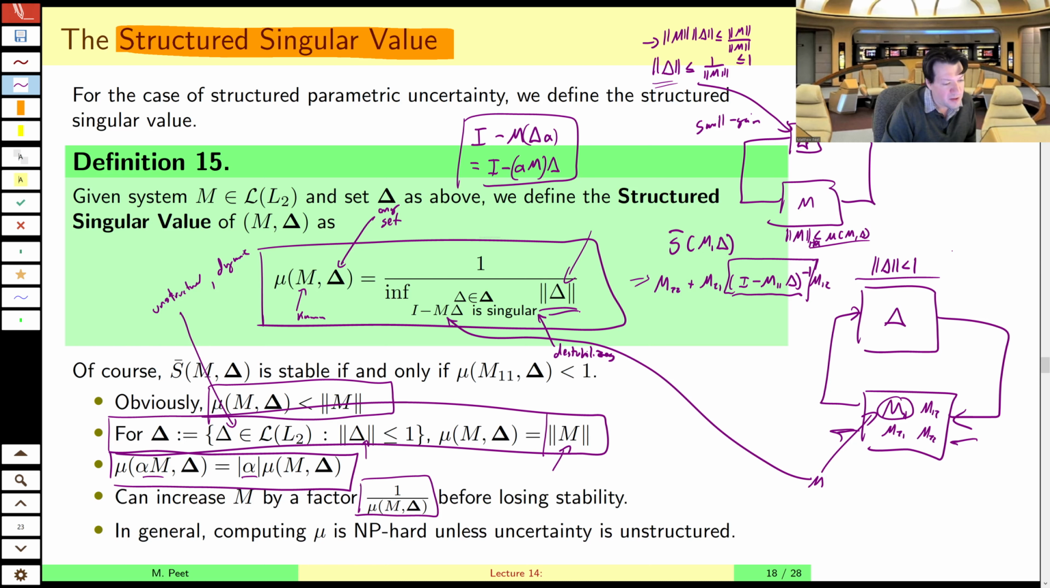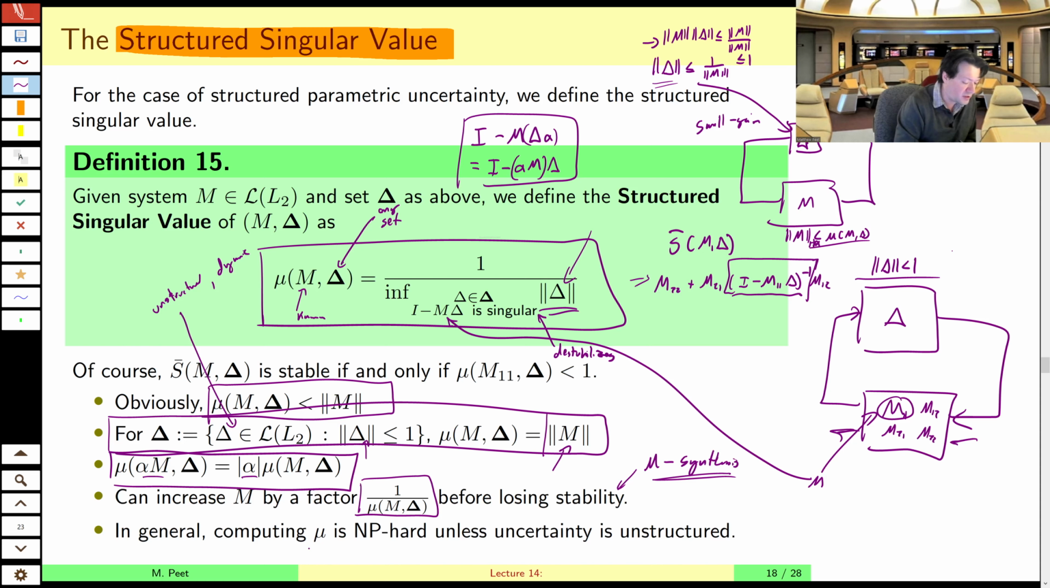Well, first of all, we can impose a condition on M for which we obtain closed loop stability, and moreover, if we can somehow optimize M to maximize the structured singular value, then that increases the robustness properties of M, and that's the whole process of mu synthesis. Again, we're not going to cover mu synthesis in too much depth here.